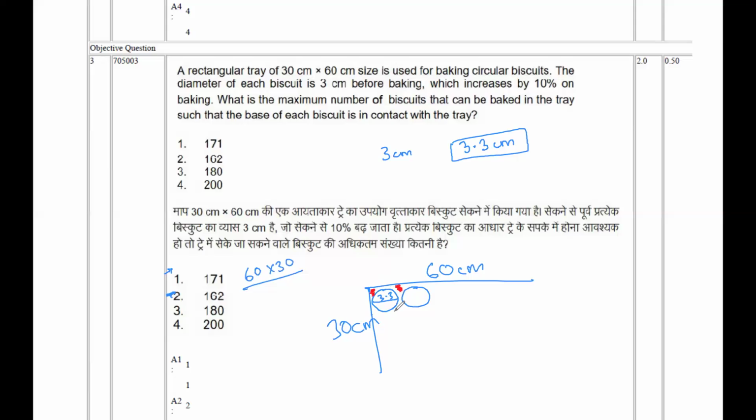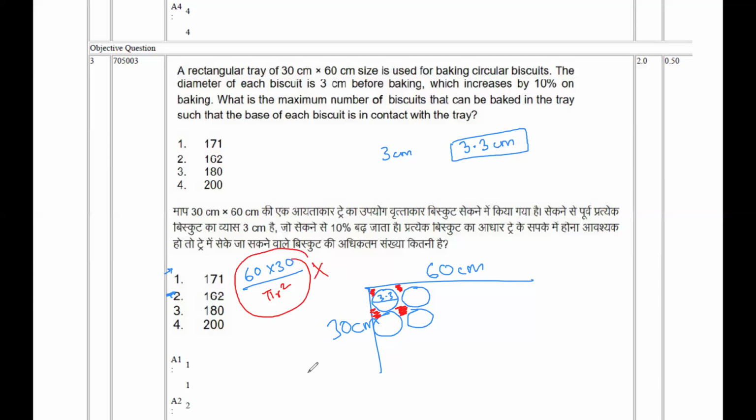What is happening is that if I were to show you a couple of circles touching each other, 3.3 like that, then this red color region, they get added to form another circle. So you might end up getting more circles if you simply divide it by pi r square. That way you'll get more biscuits than the actual number of biscuits which should be there. So this idea is wrong.